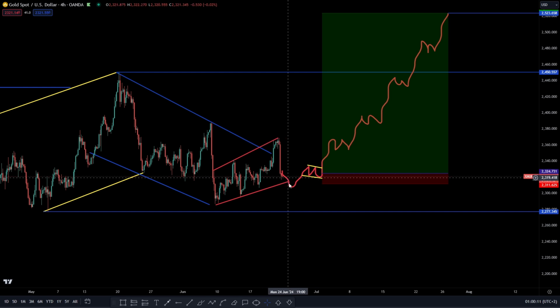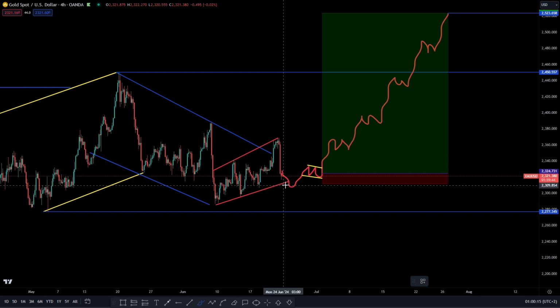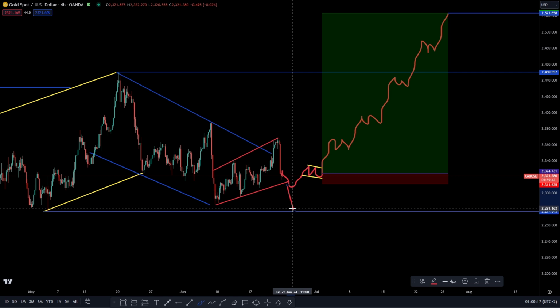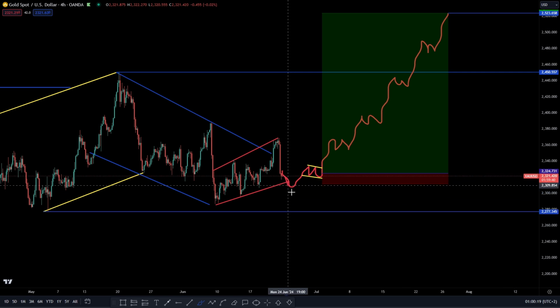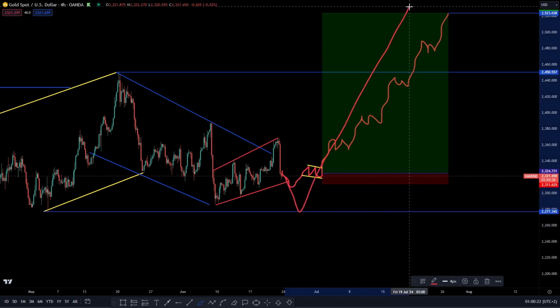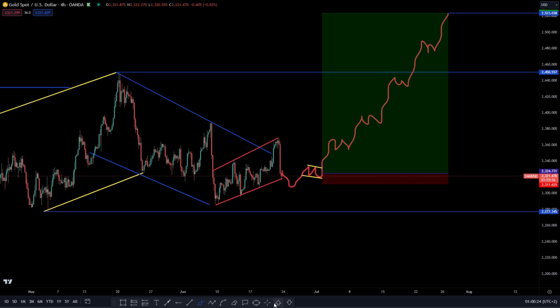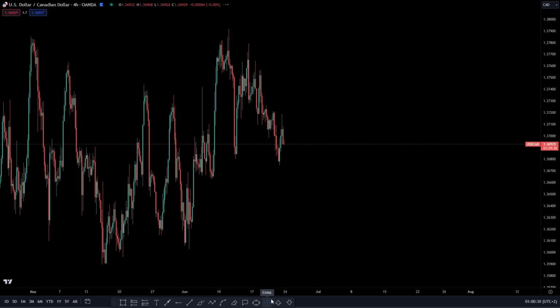So somewhere around here, price doesn't have to continue lower, but it can. Nonetheless, even if it comes down here, I'm still gonna look for my buys. So for gold, I'm looking for my buys. Moving on to the next pair.